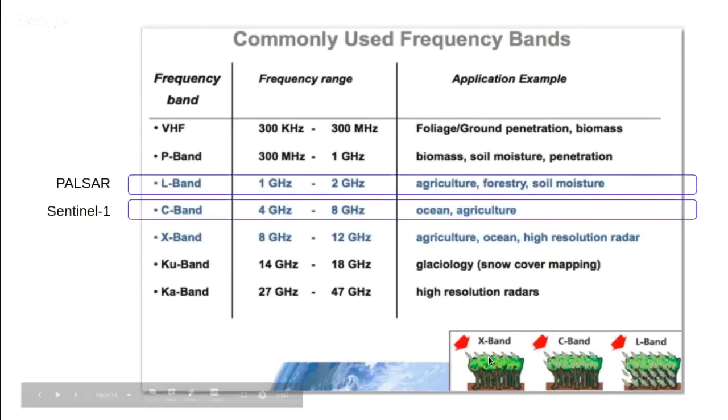And just as a pointer, you might have heard of datasets called Sentinel-1 and PALSAR. These are both radar imagery. Both of these are available as datasets in the Earth Engine catalog. Sentinel-1 is a C-band radar, and it's more for ocean and agricultural applications, and PALSAR is more for forestry and soil moisture and stuff like that.